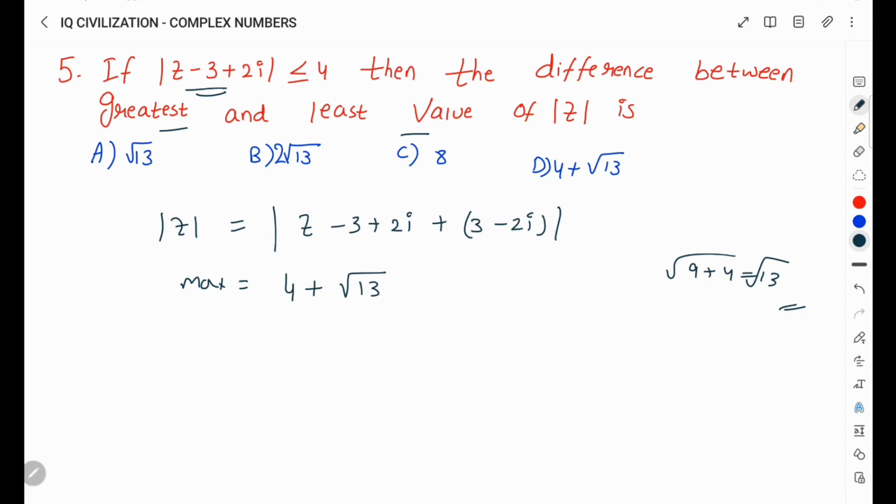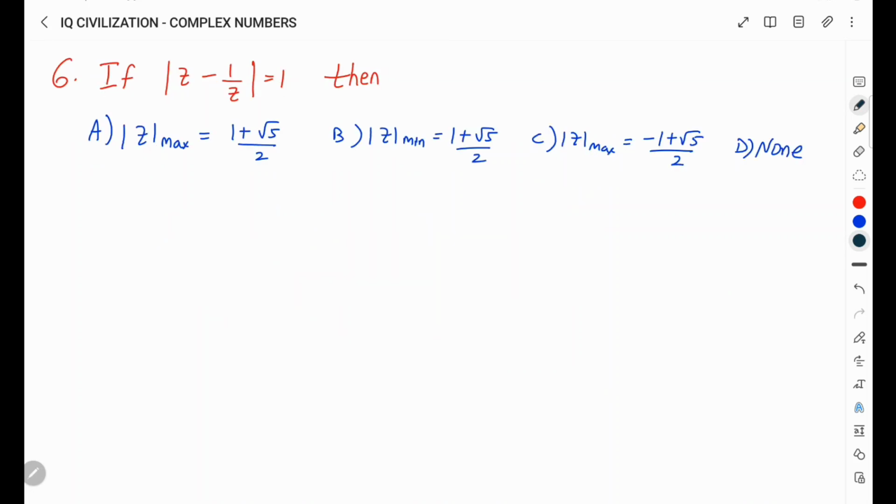Now what is for the minimum value? Minimum is equal to 4 minus root 13. So what is the difference between these two? 2 root 13 only, right? The 4 gets cancelled. Next. Now this is a direct question: |z - 1/z|.